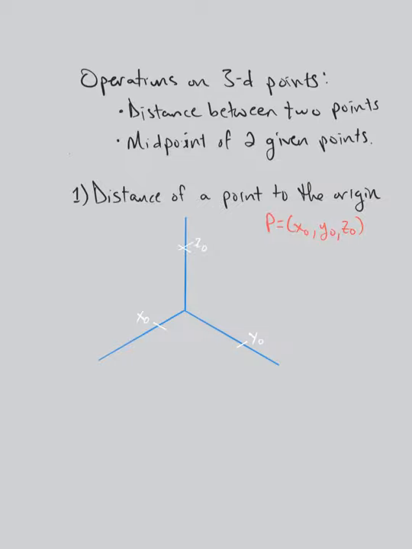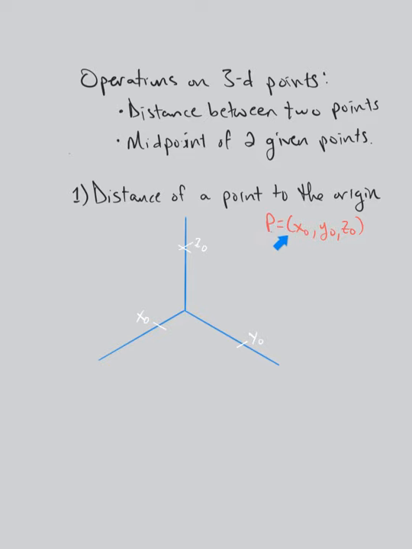All right, so now that we're through the basics, there's just some basic operations that we can do either on a single point or pairs of points that we want to make sure and mention. Okay, the two main things we're trying to get to are the distance between 2 points and the midpoint of 2 given points. All right, but to get started with the distance between 2 points, first of all we want to talk about the distance of a point to the origin.